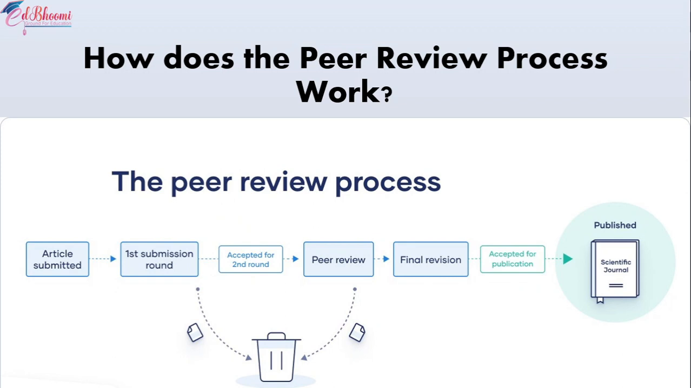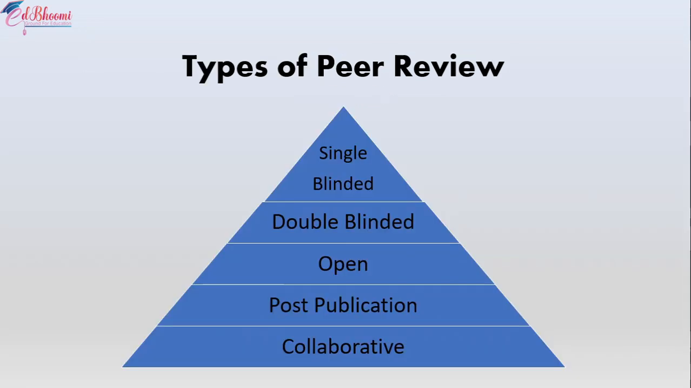And then comes the final part, the result, which is publication. If the manuscript is accepted for publication, it undergoes the final formatting and editing processes before being published in the journal or being presented at the conference. Now that we understand the entire process of peer review, let's finally discuss the types of peer review.